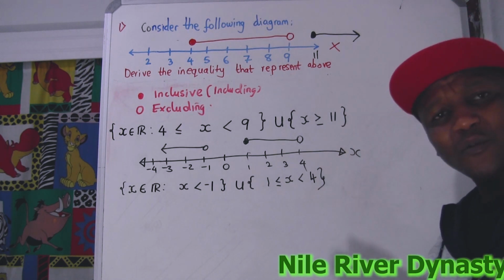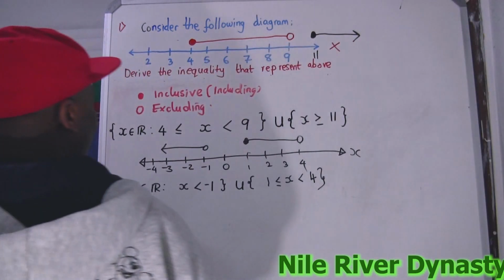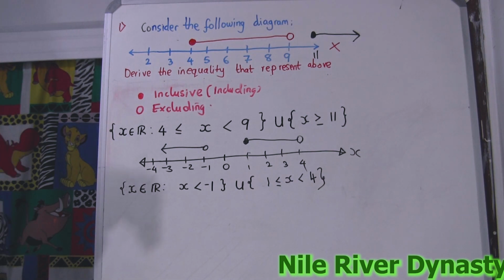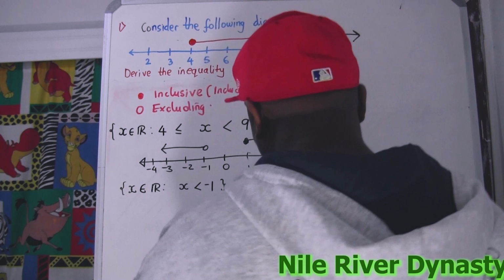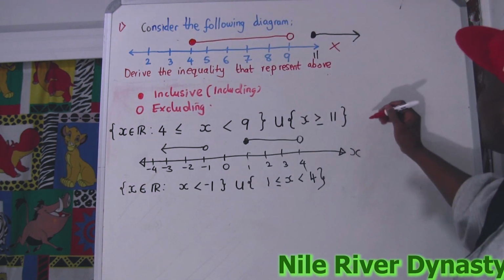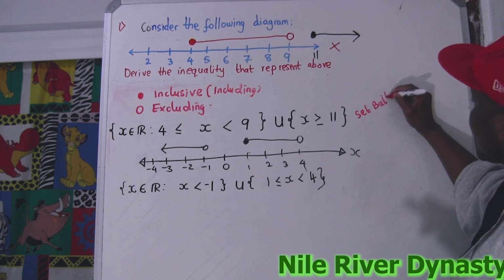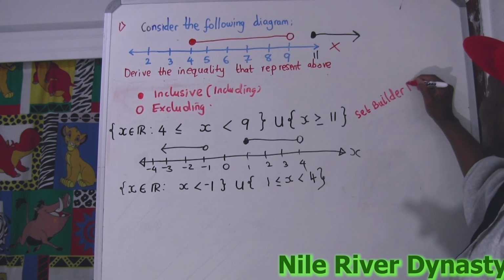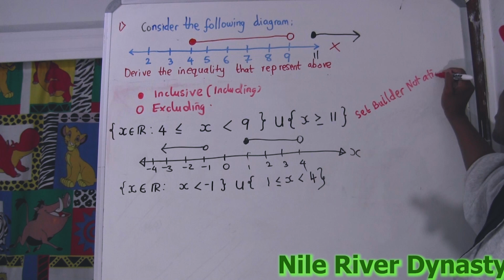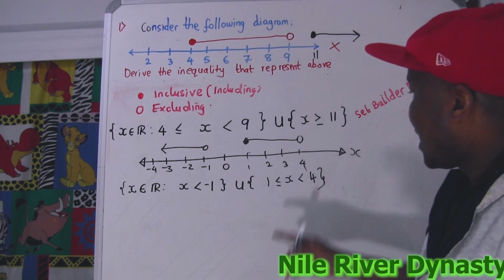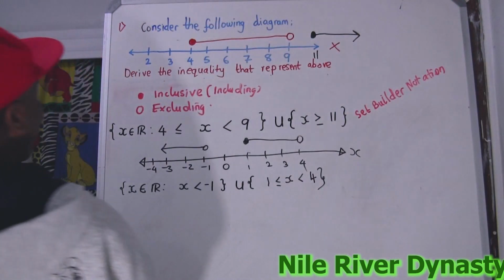They can try to play around with your mind. Let's take another one, something to do with union, intersection and so on. Another way: what I've shown you is called set builder notation. This is set builder notation. Sometimes you don't necessarily have to allocate it like this.